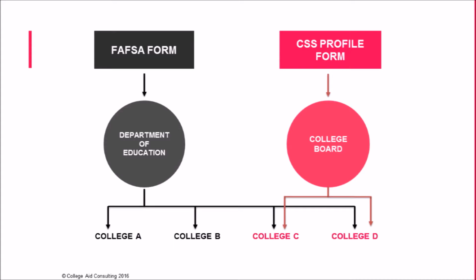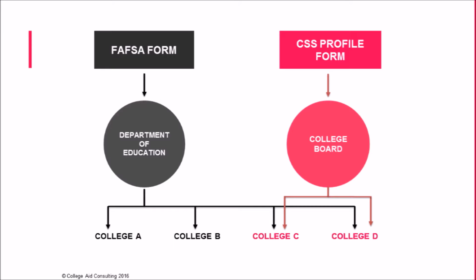What's also important to know here is that most state aid agencies use information on the FAFSA to determine your eligibility for state grants. But there may be additional requirements, so be sure to check with your high school college office or the agency responsible for the aid program in your state.